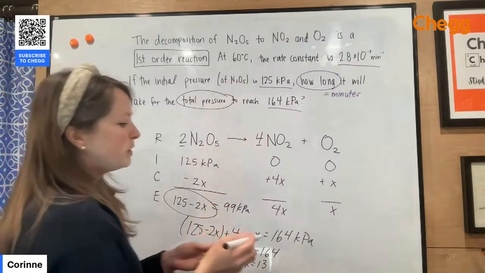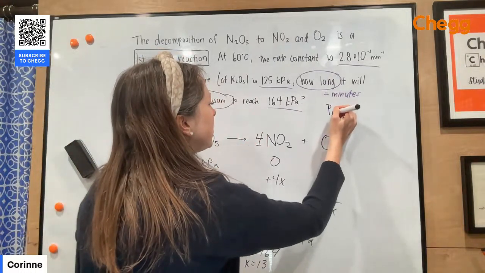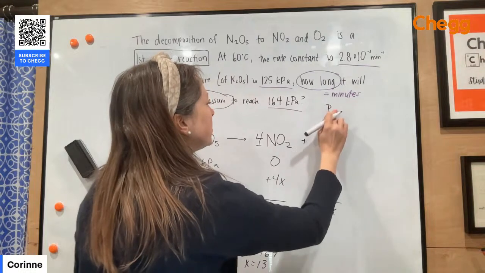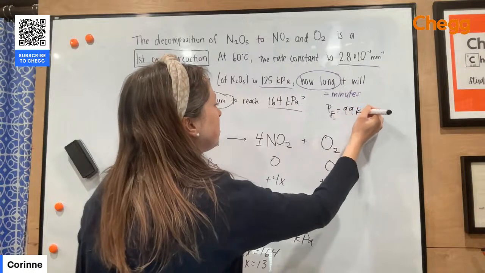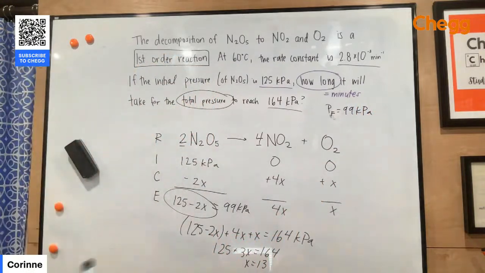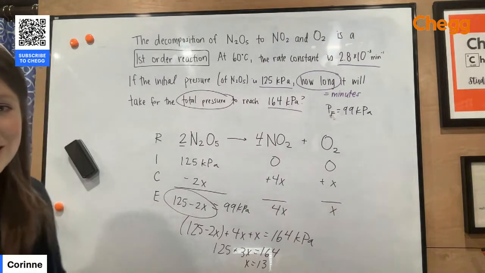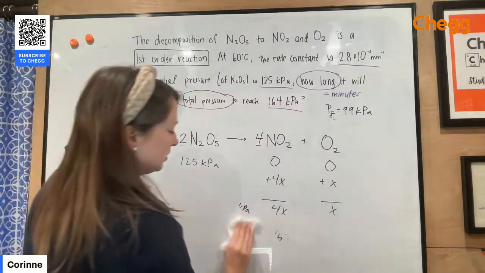All right, so what have we found out so far? We know our pressure at equilibrium, or our final pressure rather, is 99 kilopascals. All right, I've run out of room, so I'm going to go ahead and clear the board. And if you have questions on this so far, please put them in the chat so I have an idea of where to go from here.